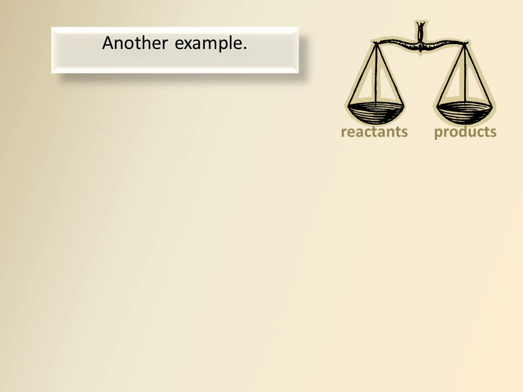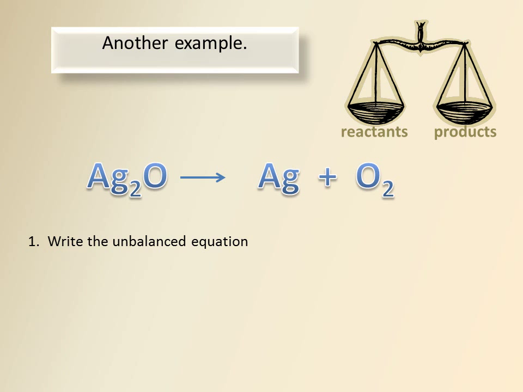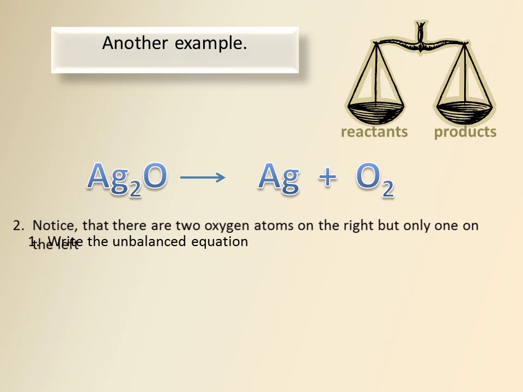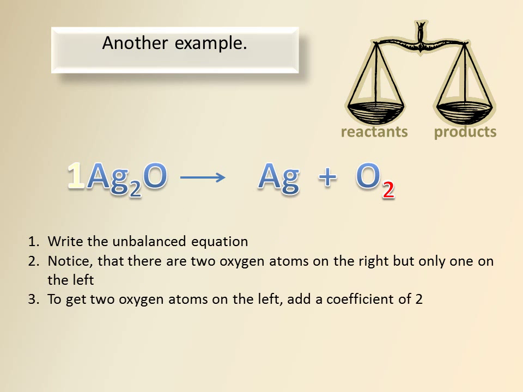Another example. Write the unbalanced equation. Notice that there are 2 oxygen atoms on the right, but only 1 on the left. To get 2 oxygen atoms on the left, add a coefficient of 2.